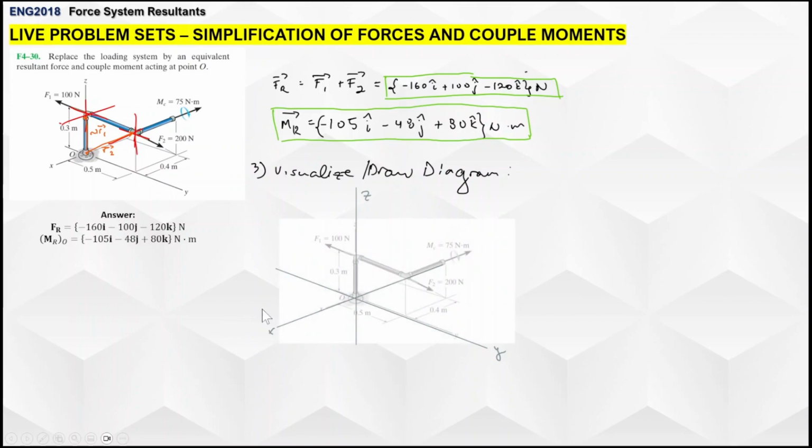It doesn't have to be that very precise. For example, for moment, somewhere here, since negative 100 i hat, so it's going to go here on the negative x-axis. Negative 48 j hat's going down on the negative y-axis, and then it's going to go up since it's positive 80 k hat. For force resultant, again, negative 160, positive 100 j since it's positive y-axis, and then negative 120 k hat's going down, just like so. Okay.